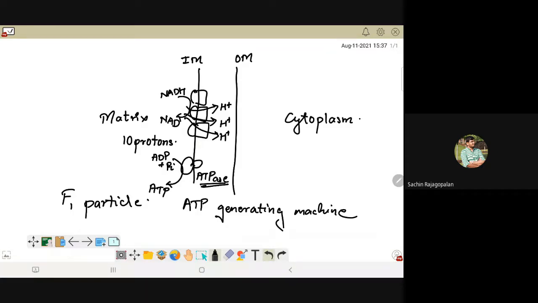When you're carrying out ETC and you're pumping out a lot of protons into the intermembrane space of mitochondria, you are generating a PMF. What is PMF? Proton motive force. Why are you generating a PMF? Because the proton gradient in the intermembrane space is increasing, meaning positive charge keeps increasing outside and negative charge keeps increasing inside the matrix. Do you all agree till this point?